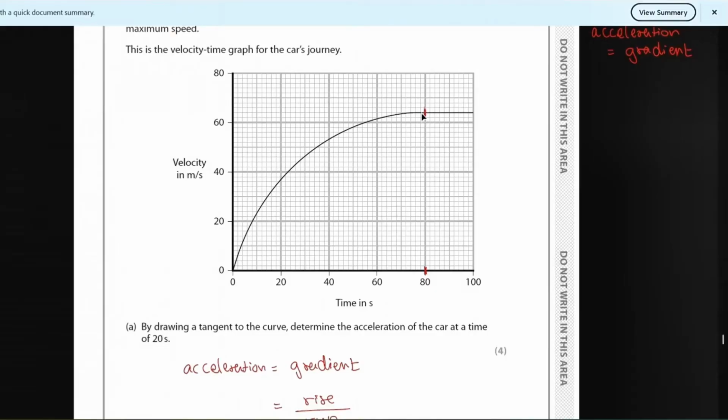I'll draw a horizontal line at the top at 64. I'll draw a vertical line at 80 seconds. And then I'll draw a line from the origin. I need to decide at what point I should put this line to form a trapezium shape. So let's say I put the line right here. I'll explain why I did this. So I'll reduce the length of this line so that it looks like a trapezium now.